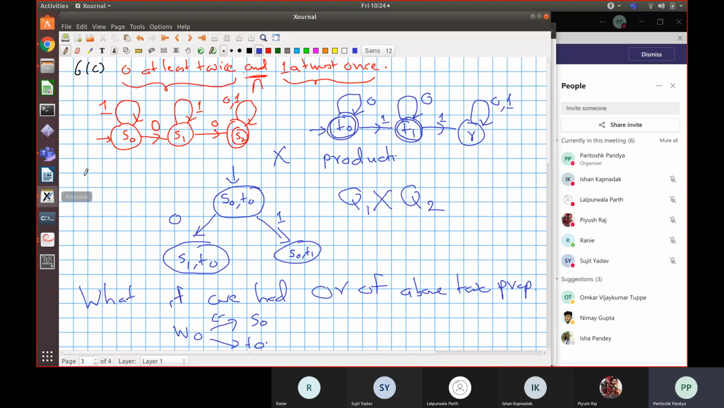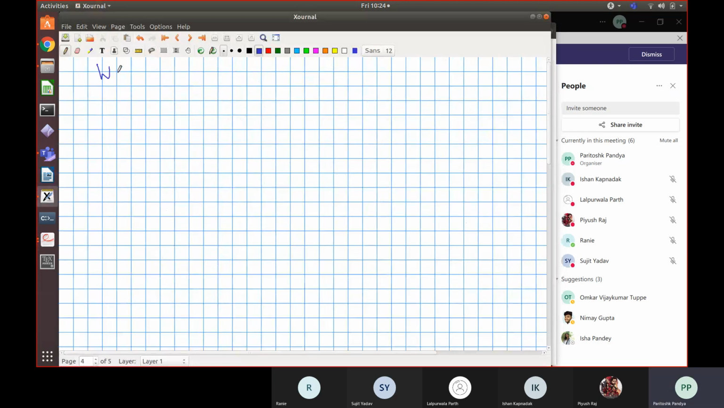Let me start with a new page. One zero one one zero, right? What is the regular expression whose language will give regex alpha such that language of alpha contains only one word 10110? So anybody can come up with such a regular expression? Sujit?